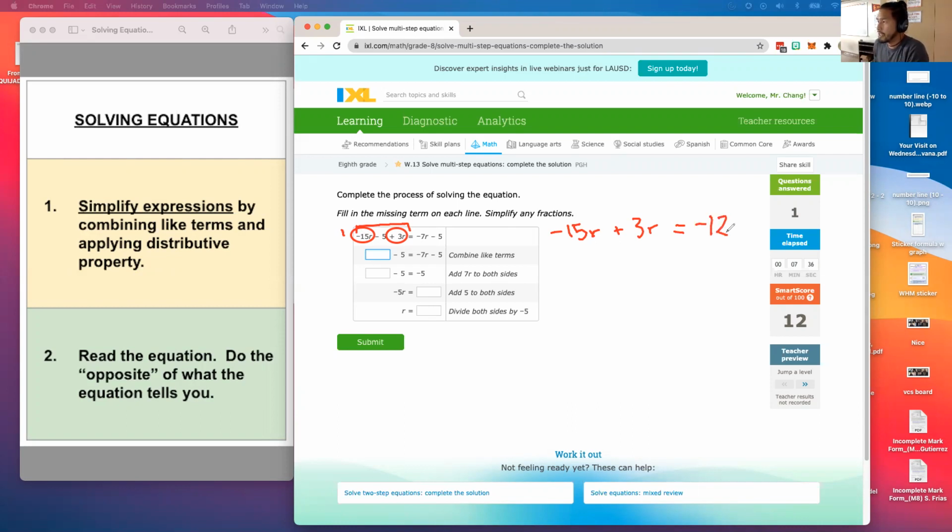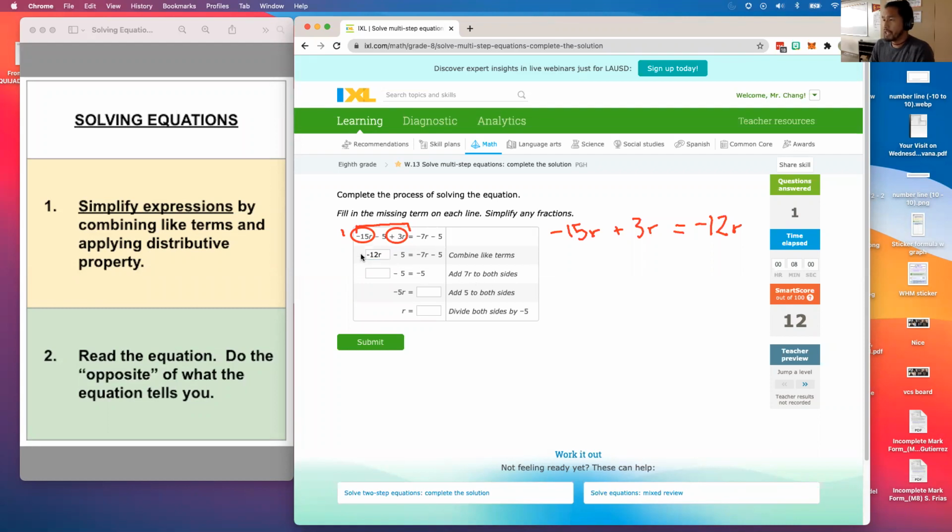And I take the sign of the number with the greatest absolute value. Negative 15r has a bigger absolute value than 3, so I know my answer is going to be negative. So I just subtract them like normal numbers. 15 minus 3 is 12, and then I take the negative sign, negative 12r. So that is step 1, negative 12r.